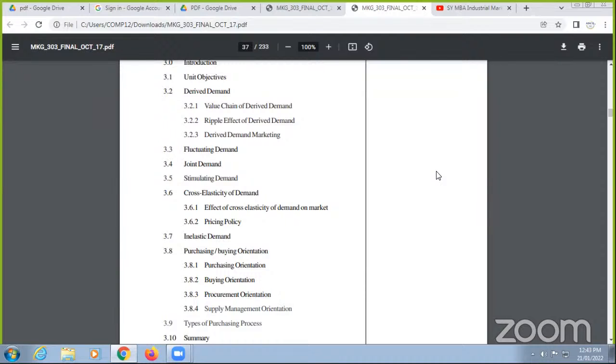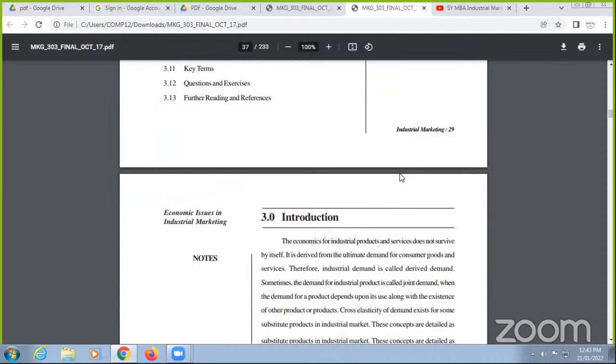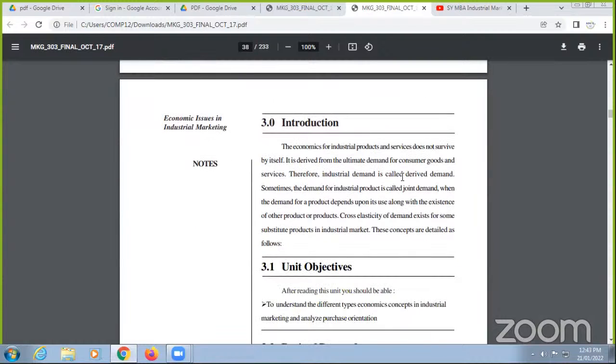Within the cross restriction of demand, apart from the introduction, the economics of industrial product and service does not survive by itself. It is derived from the demand for consumer goods and services. Therefore, industrial demand is called derived demand.